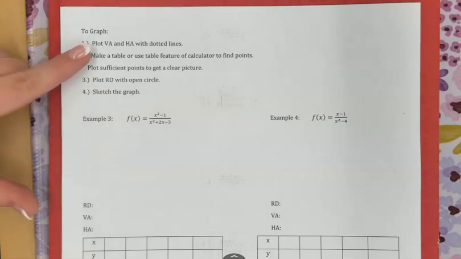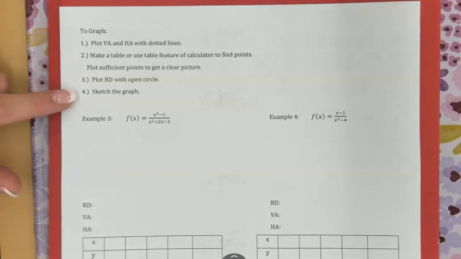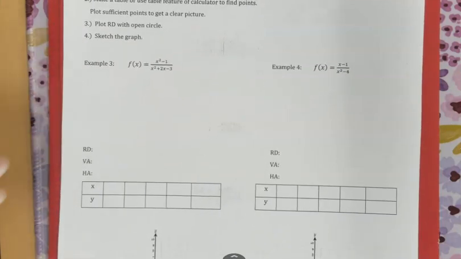We'll plot our vertical and horizontal asymptotes with dotted lines. We'll use a table to find key points so that we can get a clear picture of the shape of our graph. Remember, your removable discontinuities are holes, so we're going to graph those with an open circle. And so let's jump into example 3 here.